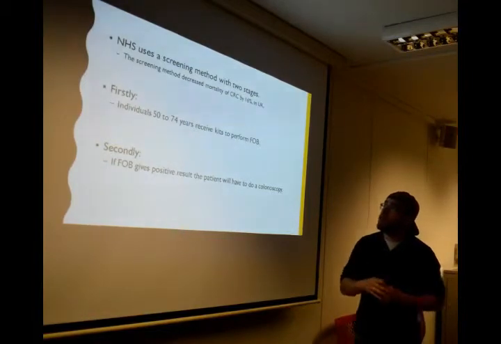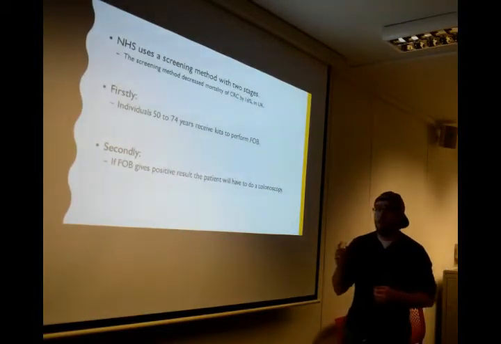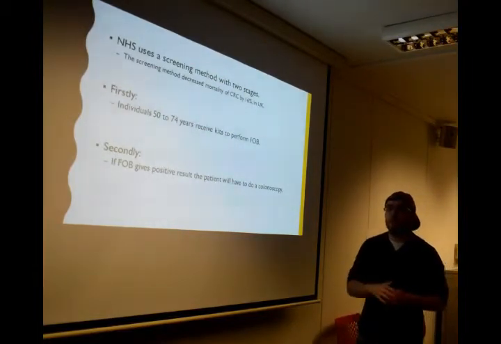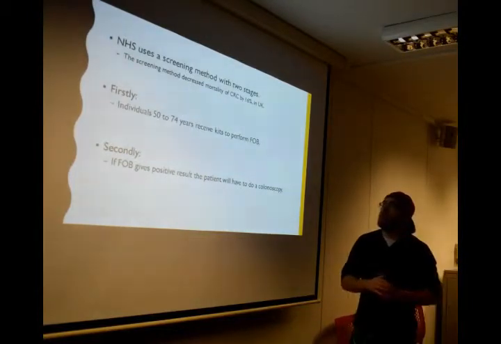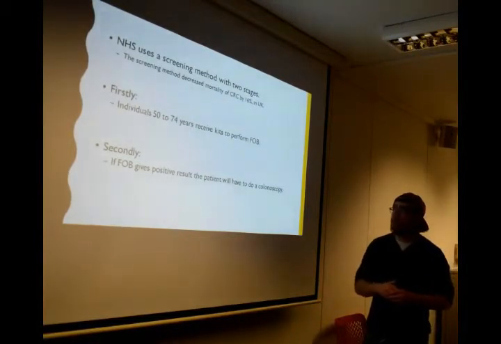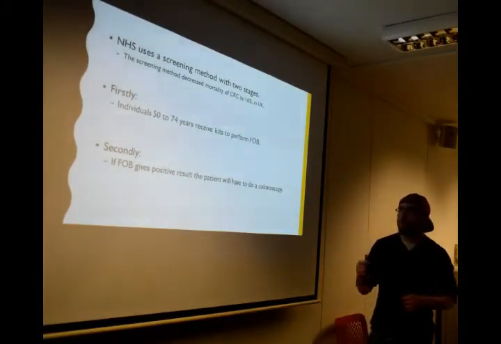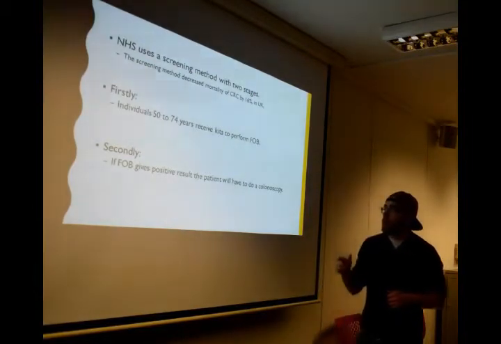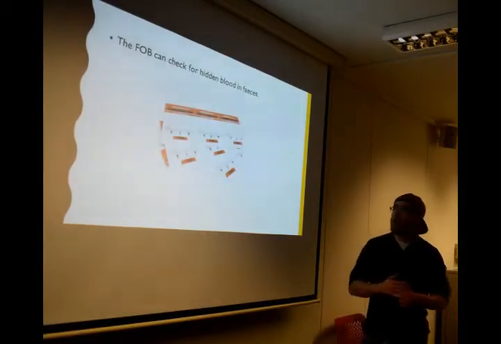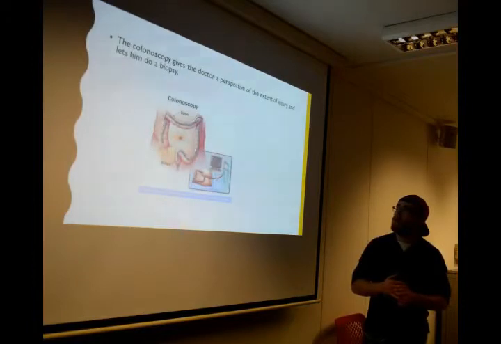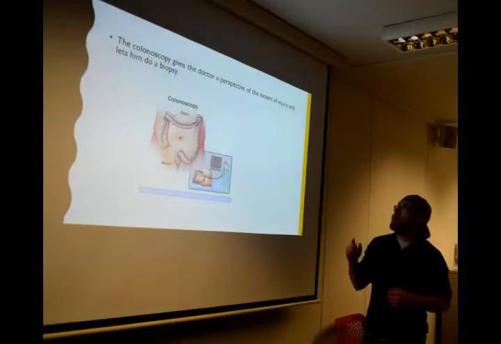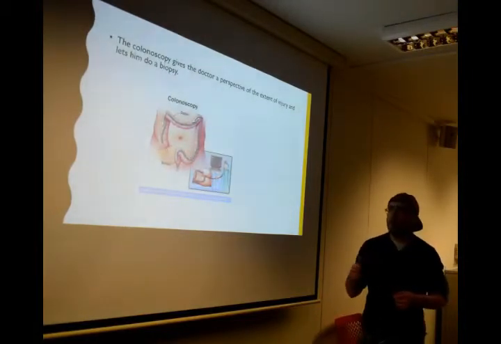The NHS uses screening methods with 2 stages, and it has been proven that in the UK, the screening method decreased colorectal cancer mortality by 16%. Firstly, individuals from 50 to 74 years receive kits to perform the FOB. Secondly, if the FOB gives a positive result, the patients will have to do a colonoscopy. The FOB can check hidden blood in feces. The colonoscopy gives the doctor a perspective of the extent of injury and lets him do a biopsy.